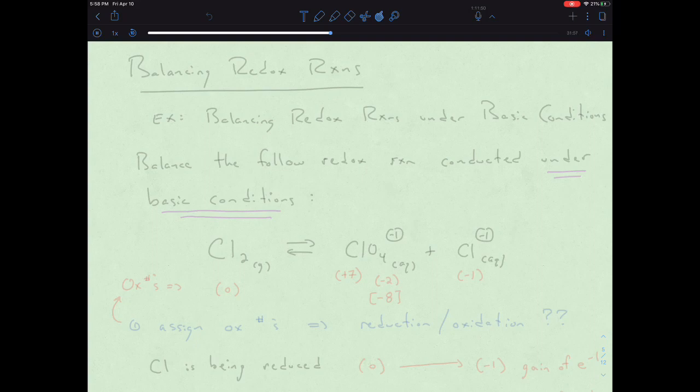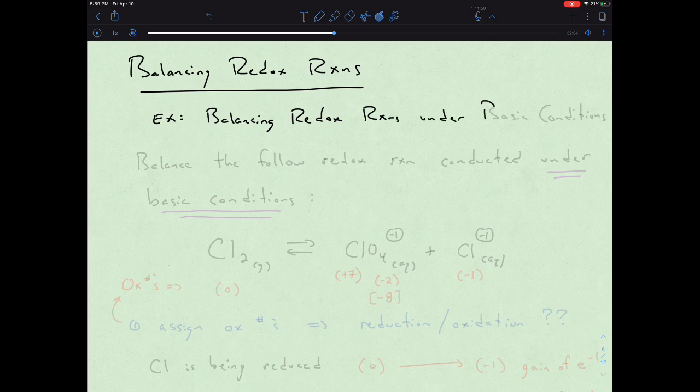Alright, chemistry troop. We are still looking at balancing of redox reactions, and we're getting into examples. We've done two examples in prior videos, one of a simple acidic one, a second one which is a much tougher acidic version, and in this case we're looking at balancing redox reactions under basic conditions.